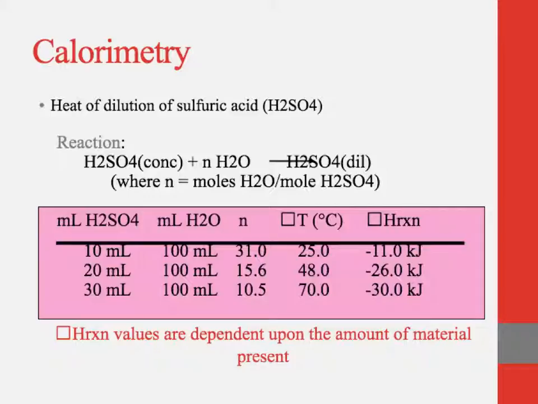And here you can see the final calculated results of these dilutions. You see the number of moles, and where N is equal to the number of moles of water divided by the moles of H2SO4. And you can also see the resulting heat of reaction. So what this shows us is that the heat of reaction values are dependent on the amount of material present, and that should make sense.